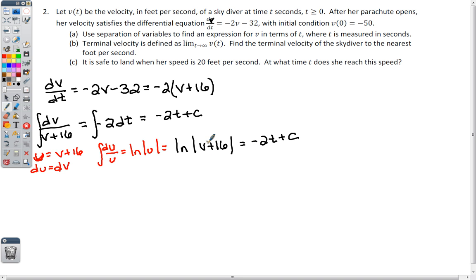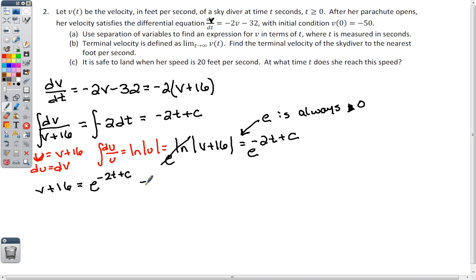And now we got to solve for v, right? We want v by itself. So we're going to say e on both sides, right? We're going to raise both sides to the power of e, and these go away. And then we're going to drop the absolute value because e to a power is always greater than 0. Oh, the pen is running out of ink. Okay, greater than 0. Okay. And so then we're going to get v plus 16 equals e to the negative 2t plus c.